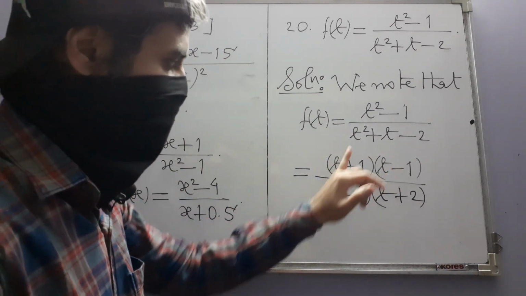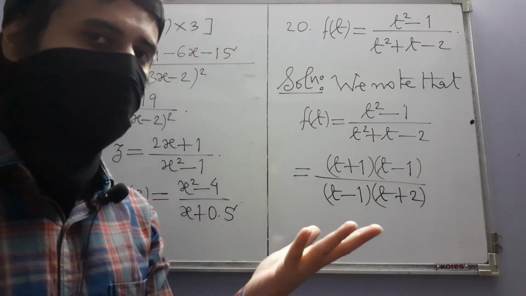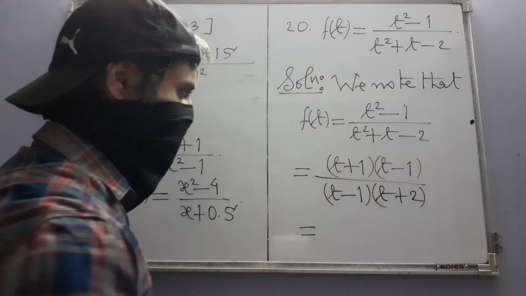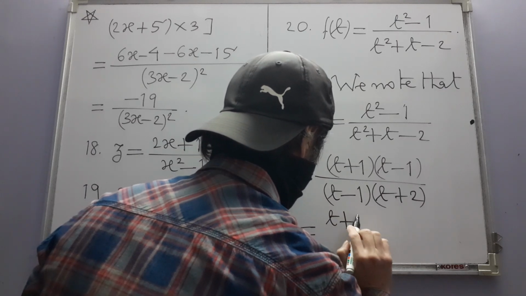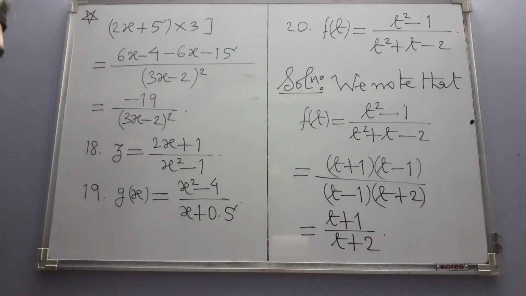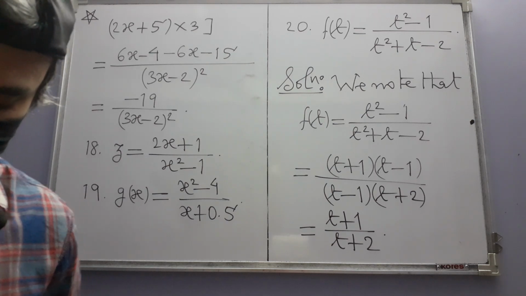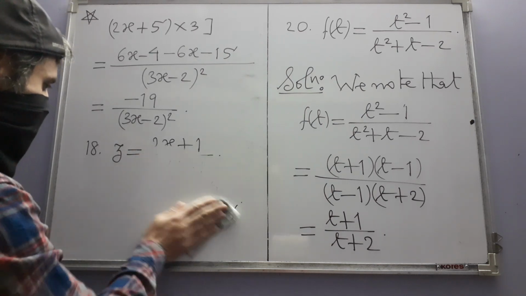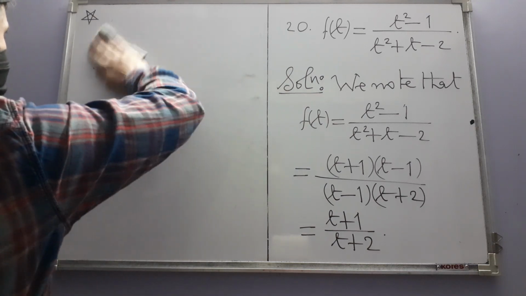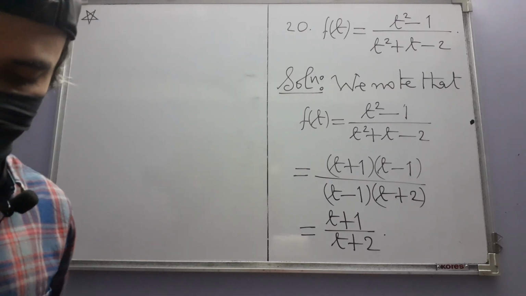You can do the multiplication and see for yourself. T times t will be t square, 2t minus t will be t, and minus 1 times 2 is minus 2. So this is it. And now you can see that you can cancel this t minus 1, thus obtaining this simpler representation of that same function, which doesn't involve these quadratic things. And now you can do it as we solved the first one, but still let's just do it.